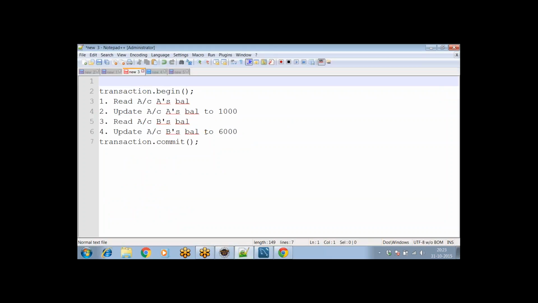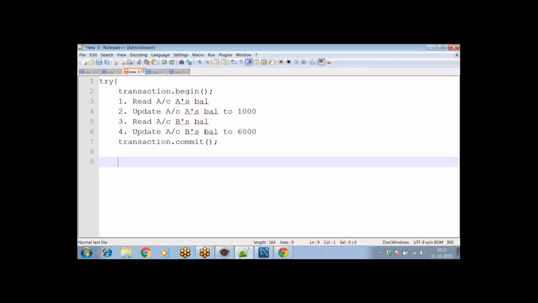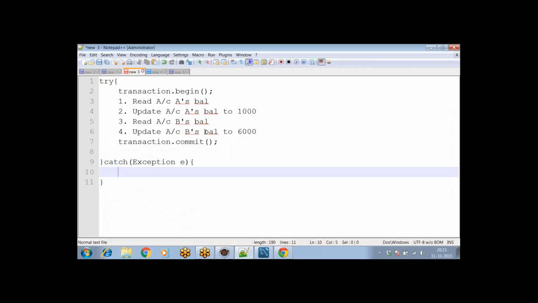In Hibernate, also we can do that. Programmatically, we can roll back the transaction this way. Suppose there is any error, that means an exception, right? If there is any exception while executing this transaction, you can add a catch block which will be invoked. In the catch block, you can write the code to roll back the changes.